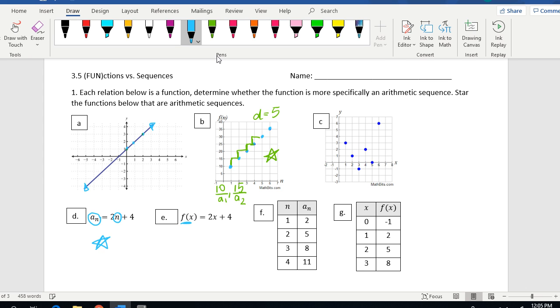Looking at letter E, I just have function notation. With the information given, this is probably continuous. So this is not a sequence from what the information is giving me.